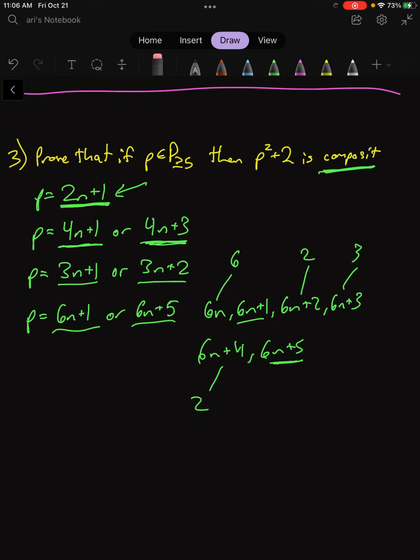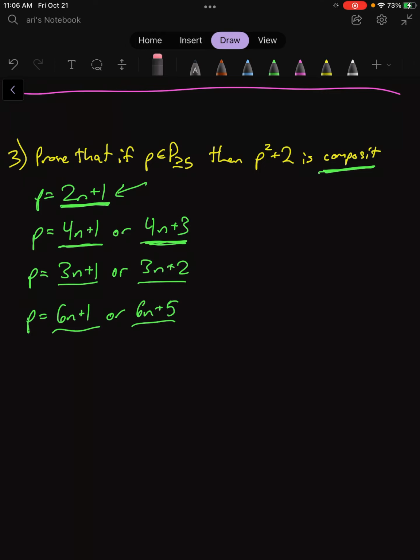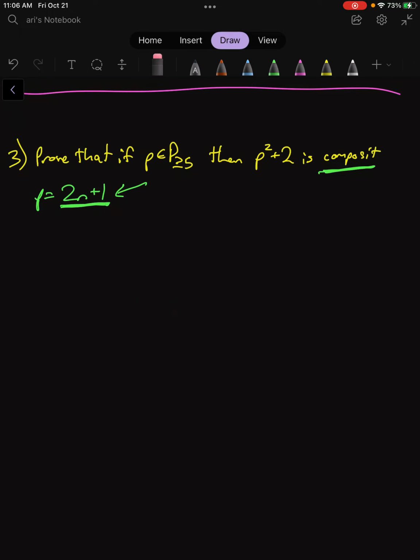So hopefully that idea is starting to become consistent, and you're seeing different places where this idea presents itself: different forms of natural numbers and which ones could be prime and which ones can't be prime based on the ability or inability to factor something out. So we're going to try it with p equals 2n plus 1. And we're going to see what happens.